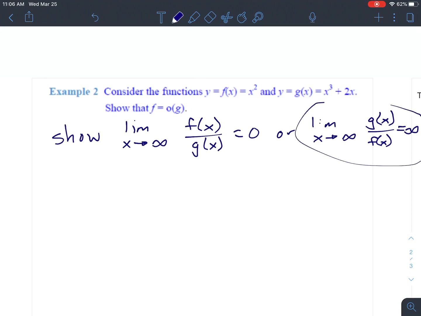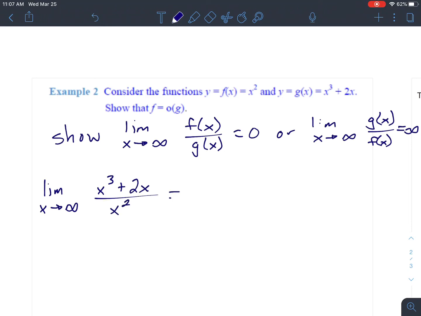And what I said was, I'm deciding that I just feel like doing that one for right now. So what that's going to look like then, we're going to take our limit as x goes to infinity. We're going to put x cubed plus 2x on top, and we're going to put x squared on bottom. And remember, we want to know, is that going to become infinity? Because if it does, then we have shown that f is little o of g.